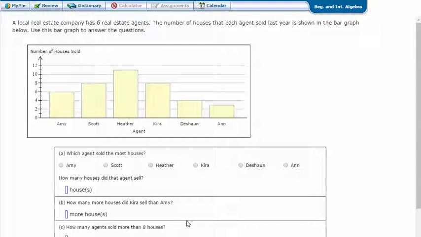A local real estate company has 6 real estate agents. The number of houses that each agent sold last year is shown in the bar graph below. Use this bar graph to answer the questions. Which agent sold the most houses? Well, that's easy to see that it's Heather. That bar is the tallest. And how many houses did that agent sell? Heather is over here. Between 10 and 12 would be 11.